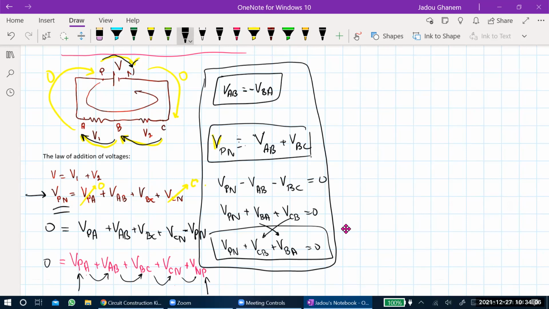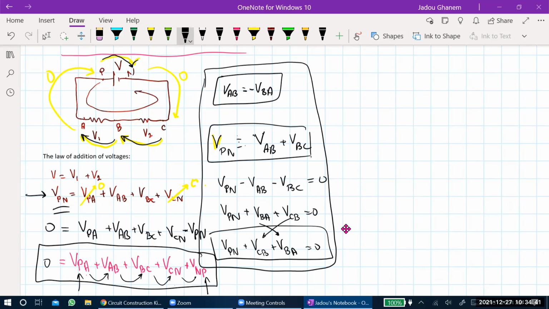Kirchhoff's voltage law states that the sum of the voltages across a closed loop or closed circuit will be 0. The sum of the voltages will be 0. But we can conclude that the law of addition of voltages and Kirchhoff's voltage law are the same. They are totally similar. But the main difference is the shape of the equation. That's all. We can start from one equation and reach the other, or start from the other equation and reach the first one. Okay.